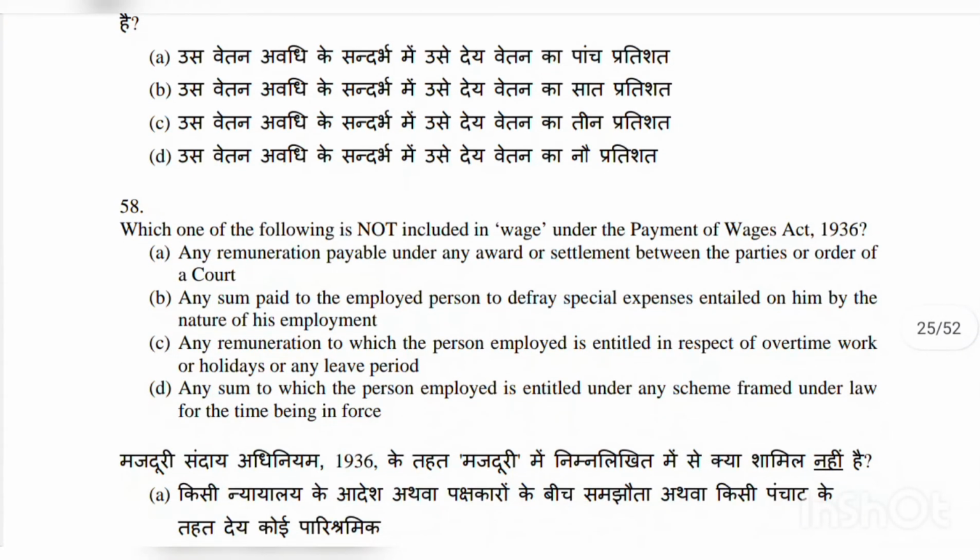Which one of the following is not included in wage under the Payment of Wages Act 1936? That is B. Any sum paid to the employed person to defray special expenses entailed on him by the nature of his employment.